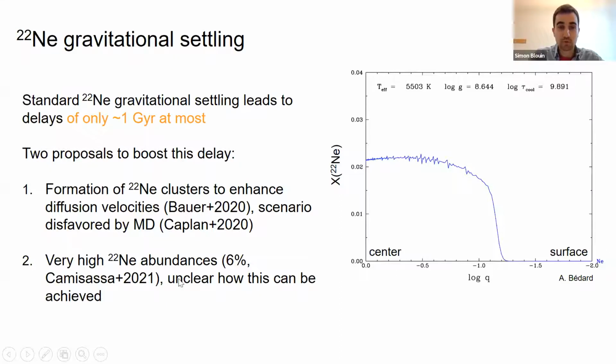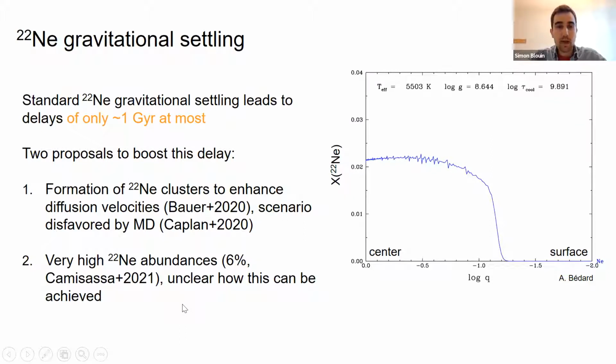So there have been 2 proposals to boost this delay so that the neon-22 could perhaps explain the Q branch anomaly. The first one, by Bauer et al., is to form neon-22 clusters in the core. And then the idea is that those clusters would sink faster than if the neon-22 were sinking alone by themselves. However, the problem with this proposal is that molecular dynamic simulations have later shown that those neon-22 clusters would not be stable in carbon-oxygen white dwarfs. So it looks like we need to rule out this scenario.